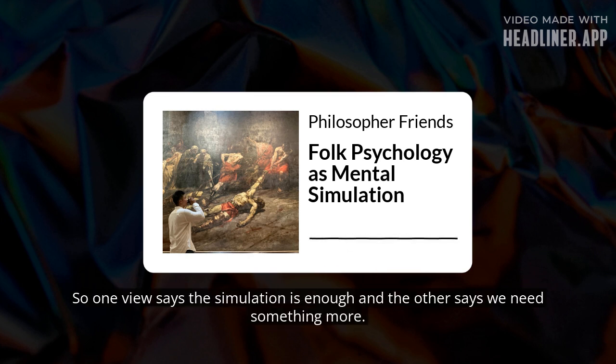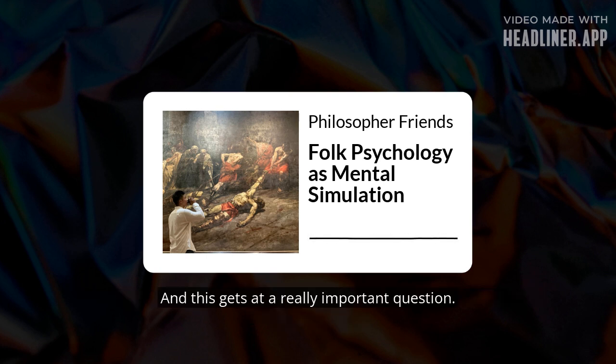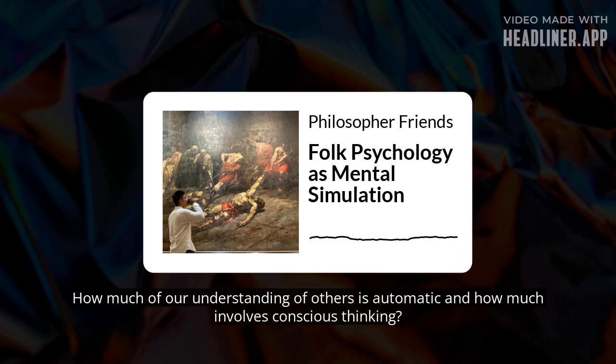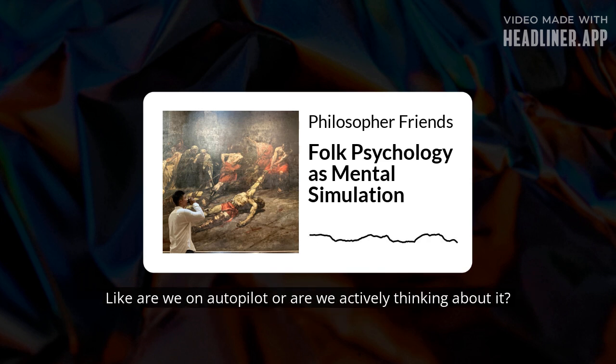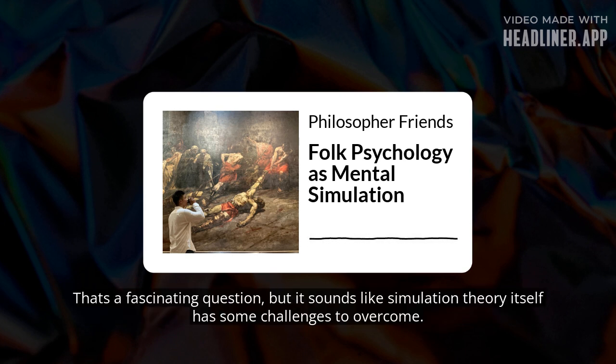Okay, that makes sense. So one view says the simulation is enough, and the other says we need something more. Exactly. And this gets at a really important question. How much of our understanding of others is automatic and how much involves conscious thinking? Like, are we on autopilot or are we actively thinking about it? Right. It makes you wonder how much of our social interaction is driven by these unconscious processes and how much is, well, deliberate and strategic. That's a fascinating question. But it sounds like simulation theory itself has some challenges to overcome.